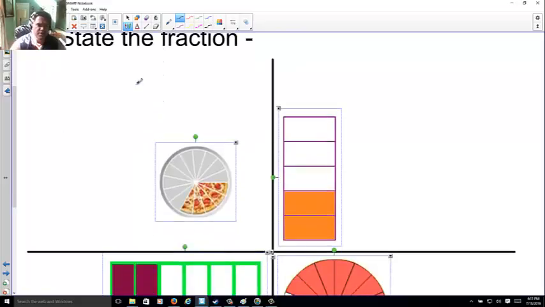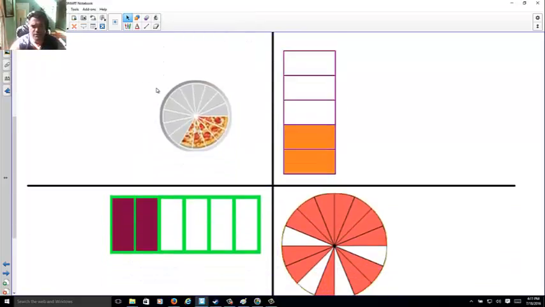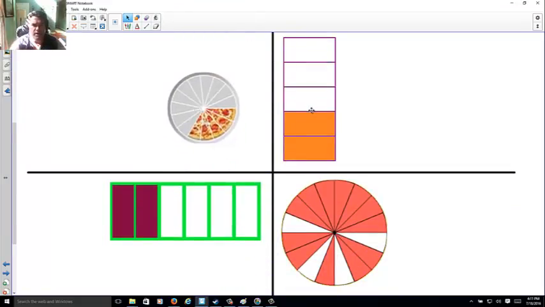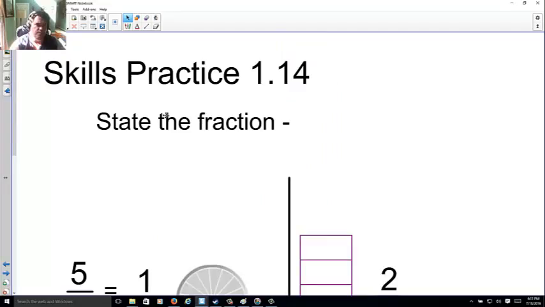Skills practice, state the fraction. So here on your paper that you'll have with you tomorrow will be these fractions. Go ahead and write down your answer at this time. Let's see how you did.